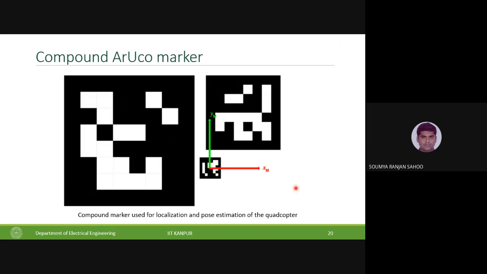So we printed this Aruco marker and pasted it on the platform and placed it on a vehicle. I'll show you the ground vehicle that we used for indoor testing, and then we moved on to, I think, a Bolero, which was used for getting it landed in an outdoor environment.